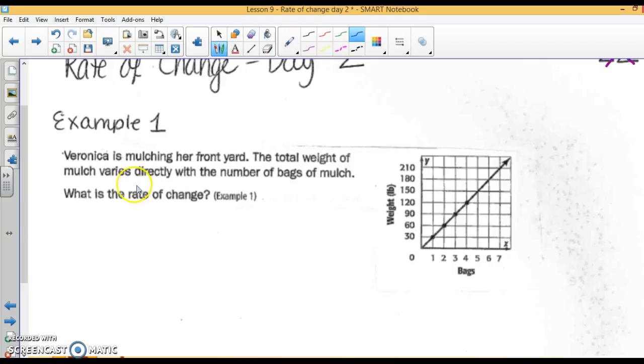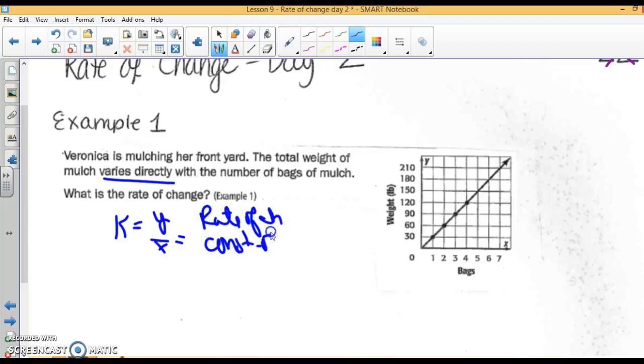It is also what we say, it varies directly. They're the same thing, proportional and direct variation. Now, how do we find the rate of change? Remember, K is Y over X. It is the rate of change. It is the constant of proportionality. It is also called the unit rate. They are one and the same.